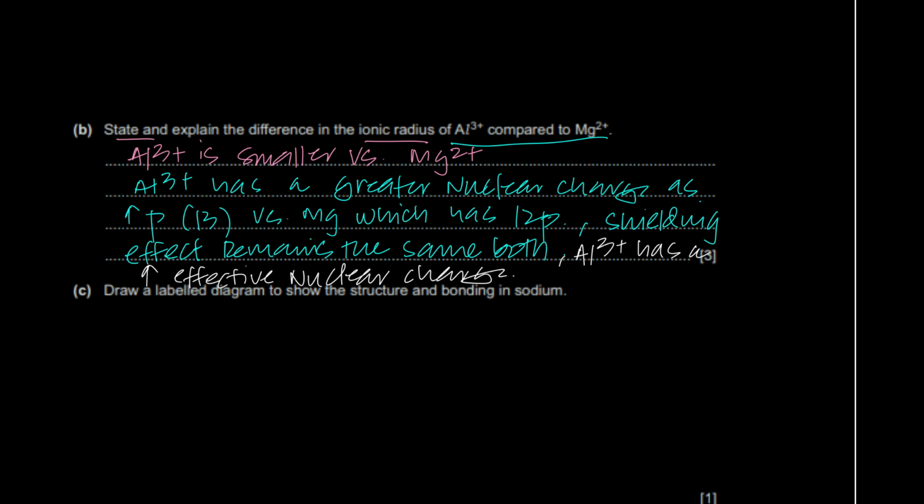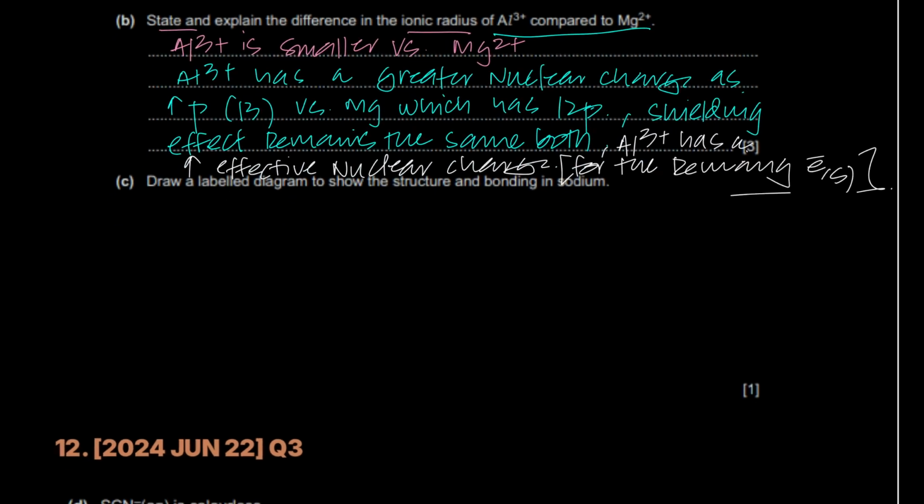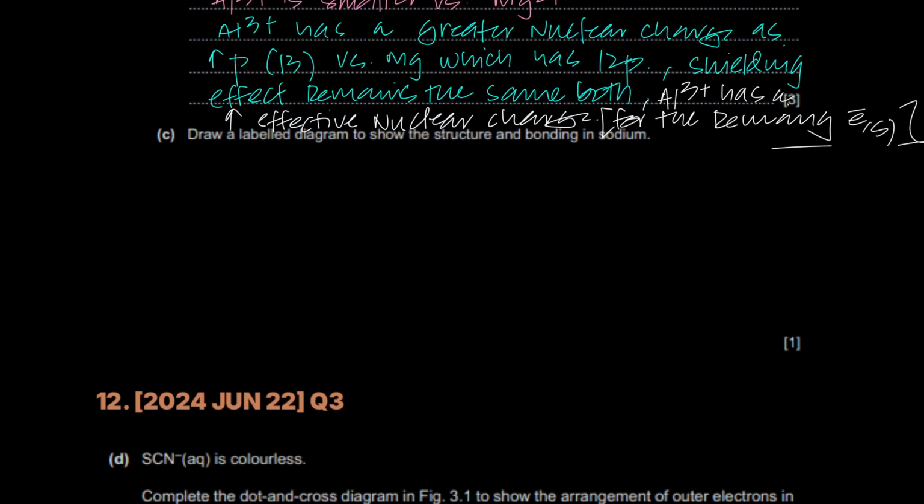Done and dusted. For the remaining electrons, obviously, there is a greater nuclear pull. There are fewer electrons compared to protons. Easy peasy.